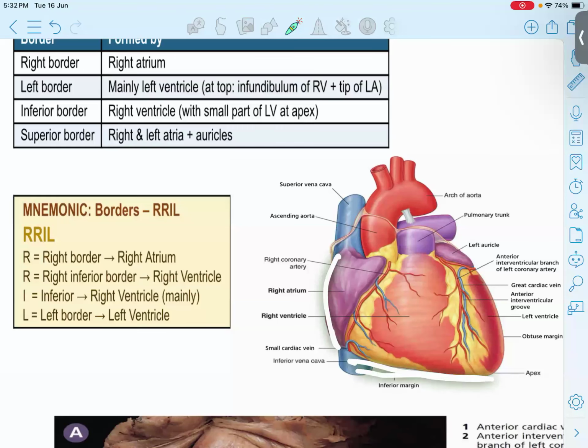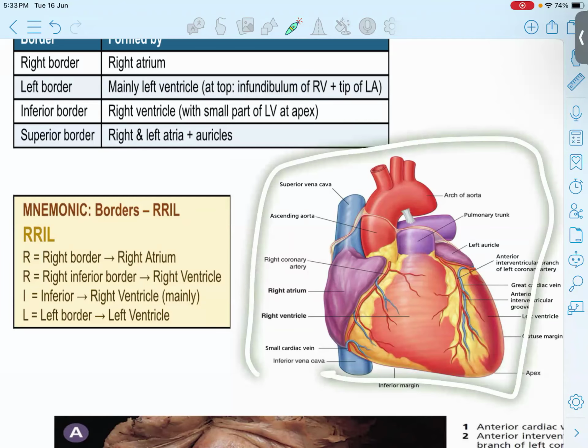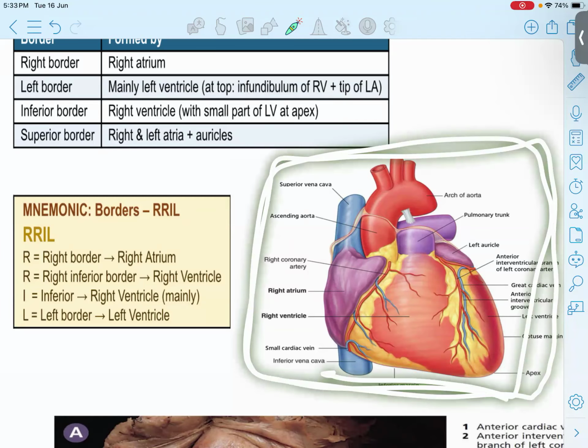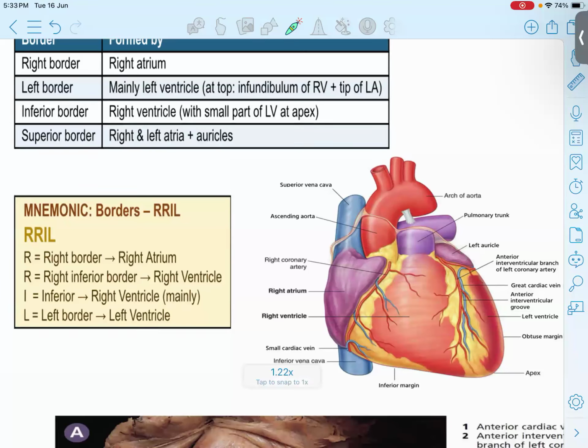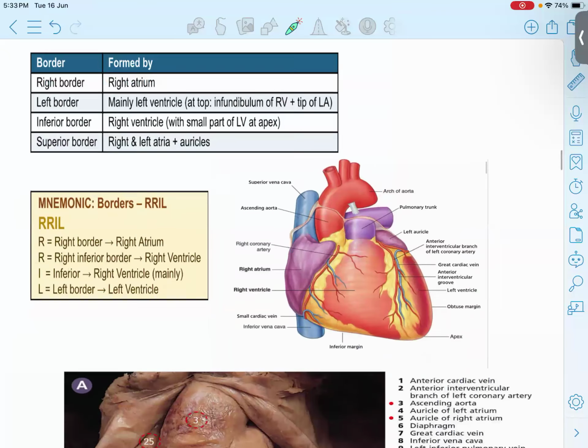And this inferior border is the right ventricle, the pot, cooking pot, or water bottle, whatever you can say. So this is the right ventricle with a small part of the left ventricle at the apex. Just remember these two images. And the superior border is the right and left atria, these two atria and their auricles, and the great vessels. These are the borders you have to know.